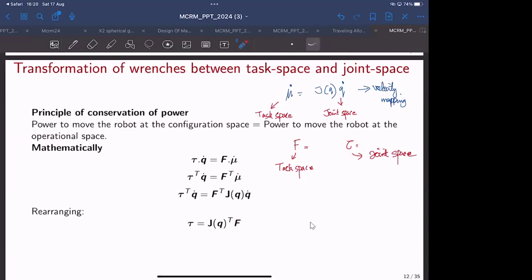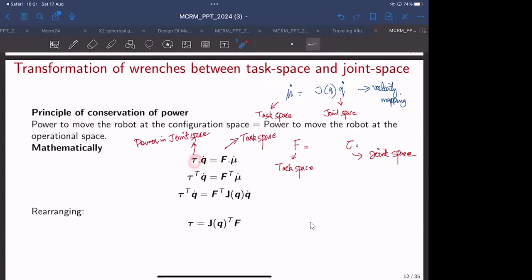So to derive that, you only need to use the principle of conservation of power, because the power consumed in task space and the power consumed in joint space should be equal, because the power is conserved. And power is nothing but the dot product of force and velocities. So in task space, sorry, this is in joint space. So this is power in joint space. And here, this is power in task space. Right?